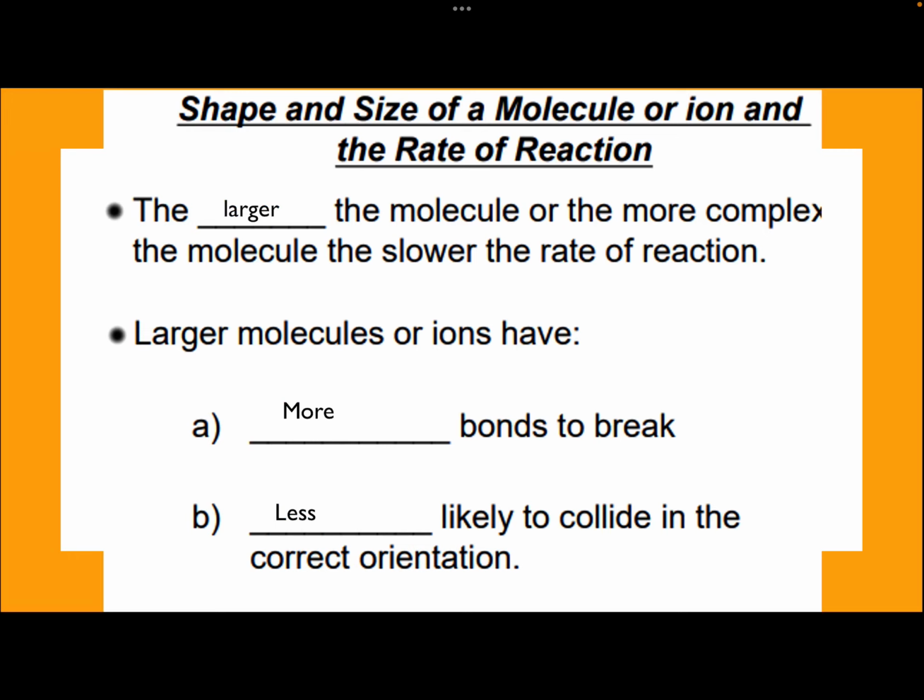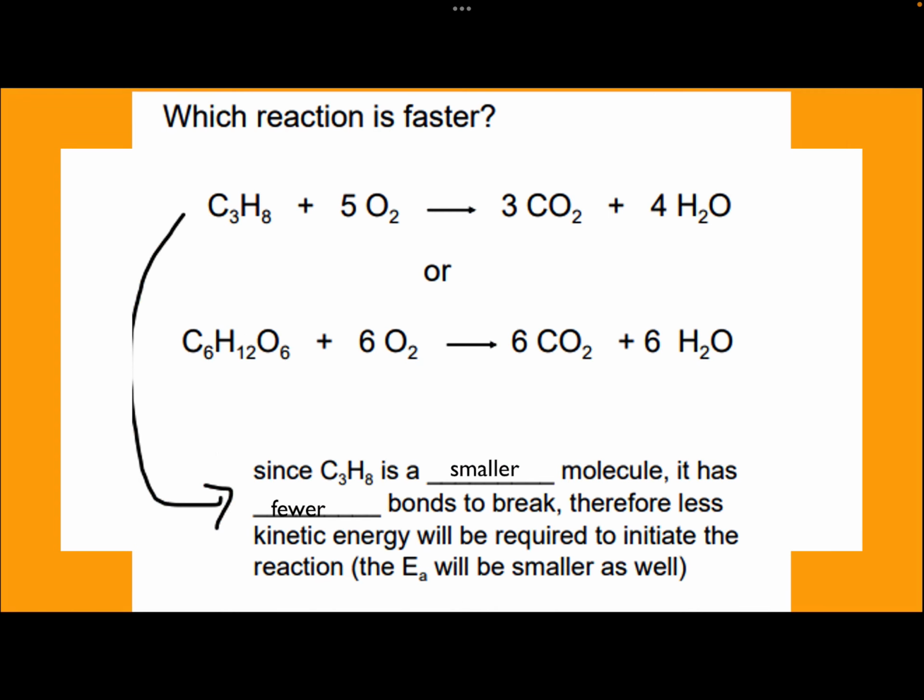Also on top of that, the shape and size of molecules or ions does affect the rate of reaction. So if we have a very large molecule or a more complex molecule, it's going to have a slower rate of reaction. That's because we have more bonds to break and it's less likely to collide in the correct orientation. Once again, the correct orientation is very important. As I just mentioned, that is based off of the bond type, the bond strength, and the bond number. This is all a part of that.